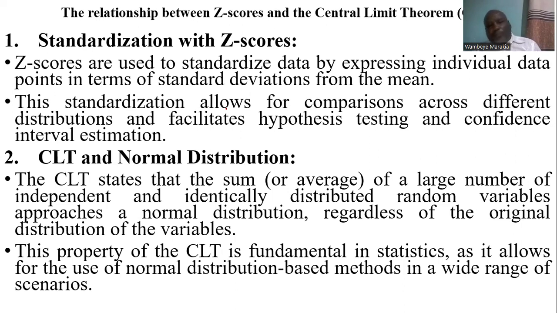Also, the central limit theorem states that the sum or average of a large number of independent, identically distributed random variables approaches a normal distribution, regardless of the original distribution of the variable. This property of the central limit theorem is fundamental in statistics, as it allows for the use of normal distribution-based methods in a wide range of scenarios.